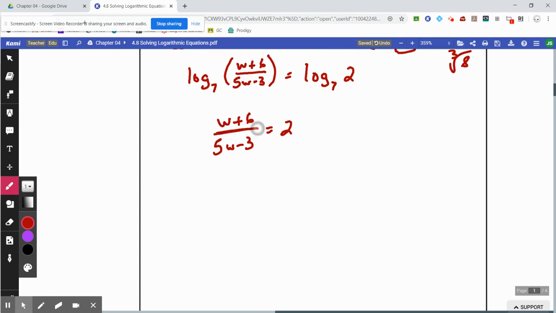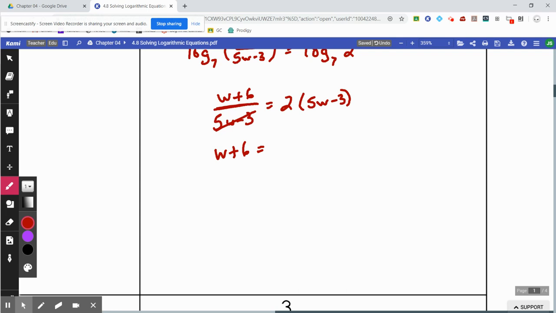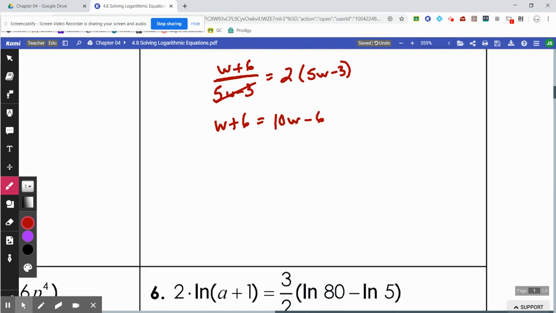Solve this by getting rid of division by multiplying. W plus 6 equals, when you multiply by the other side, make sure you distribute. Put it in parentheses. So that would be 10w minus 6. Let's move all of our w's to the same side. I'm going to move this one by subtracting. That gives you 9w. Move this one by adding.